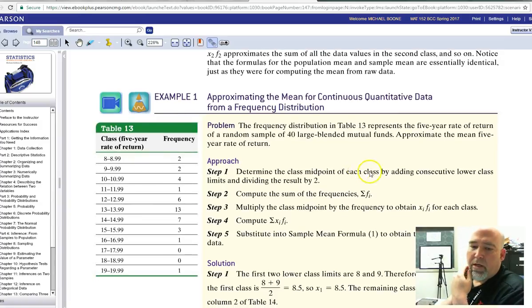to do them. So if you're given a table, the idea is that we don't know there were two people between 800 and 899, but we don't know what their actual 5-year rate of return was. So if you had to guess somewhere between 800 and 899, where would you guess? Right in the middle, 850. This one would be 950. So it would be finding the average of these two numbers.